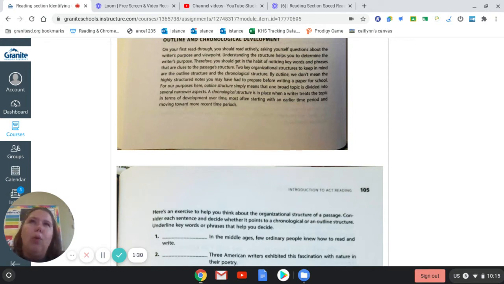And so if you were asked a question then about his early years or what happened before he created this great discovery, then you can go back and look at the beginning of the text because that's where that answer is going to be.